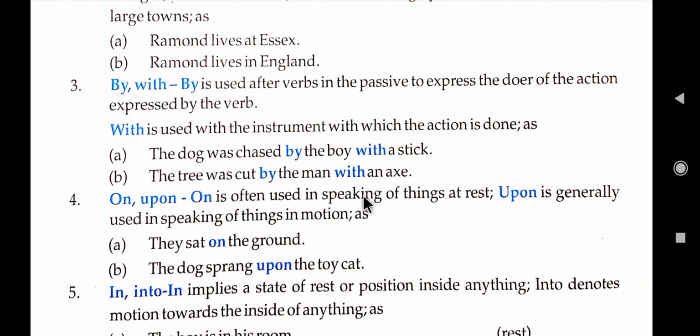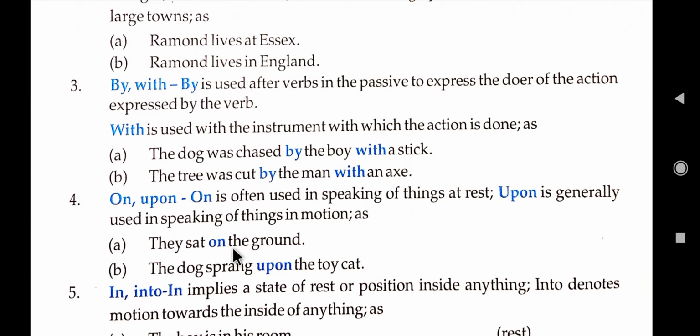Now next, the prepositions are on, upon. On is often used in speaking of things at rest. Upon is generally used in speaking of things in motion. So on is used when things are at rest, and upon is used when something is in motion, when something is moving, running, walking, then we use upon.